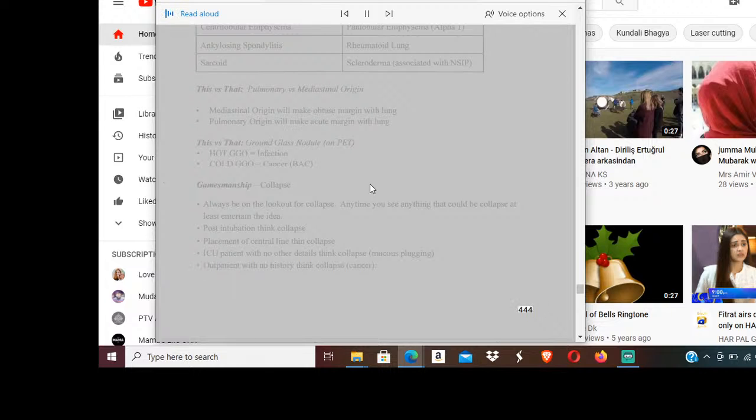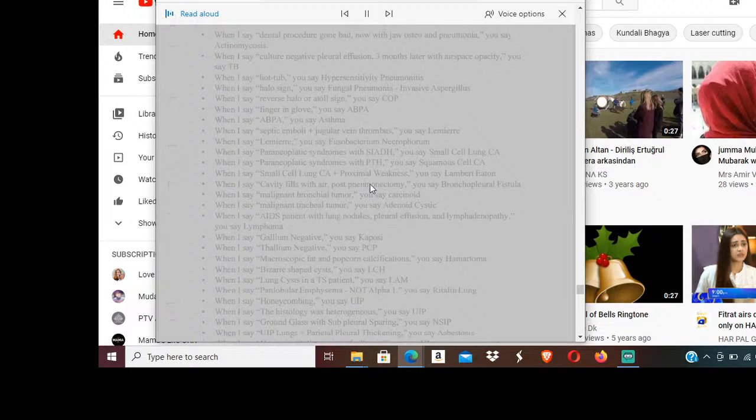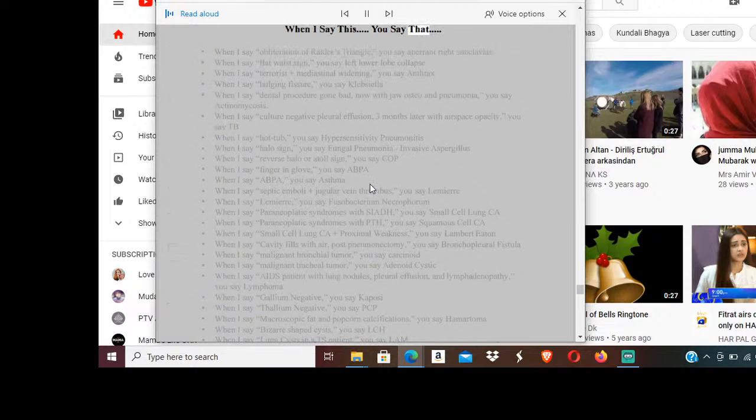When I say this, you say that. When I say obliteration of Rader's triangle, you say aberrant right subclavian. When I say flat waist sign, you say left lower lobe collapse. When I say terrorist and mediastinal widening, you say anthrax. When I say bulging fissure, you say Klebsiella. When I say dental procedure gone bad, now with jaw osteo and pneumonia, you say actinomycosis. When I say culture negative pleural effusion, 3 months later with airspace opacity, you say TB.